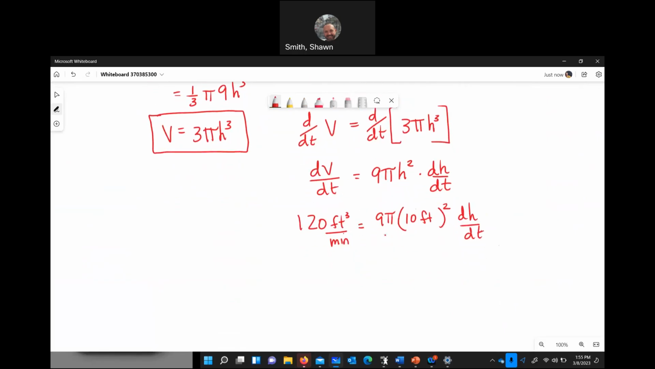Divide everything by all of that mess right there, and you solve for dh/dt. Again, you probably just want to use a calculator for all of this. 120 divided by 9 pi times 10 squared, 90 pi. That would all come out to be equal to 0.042 feet per second. Remember, feet is a linear measure, right? If you do all the cancellation of your units, you'll see feet squared cancels with feet cubed, giving feet to the first.